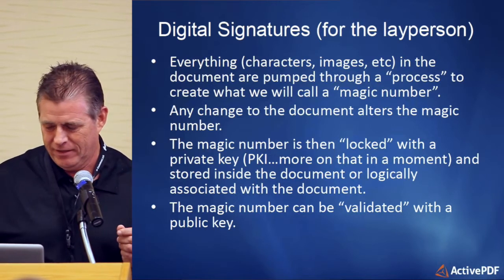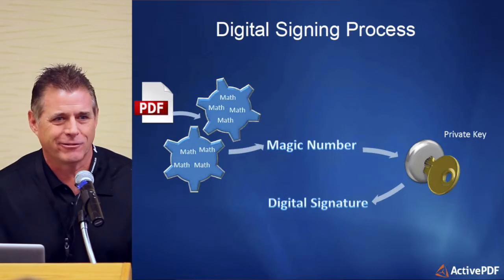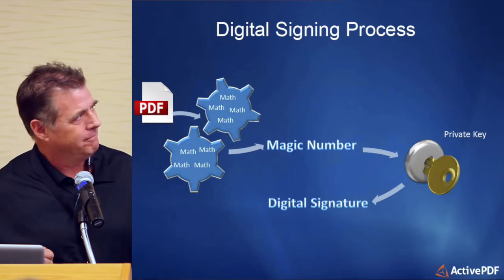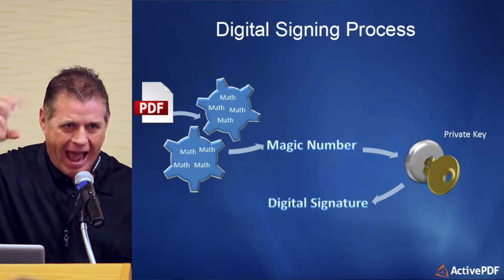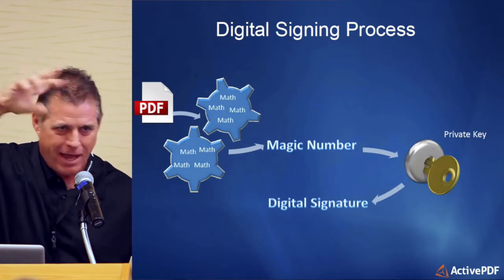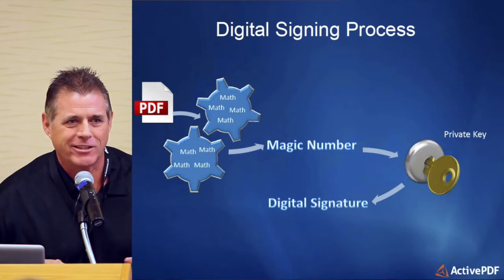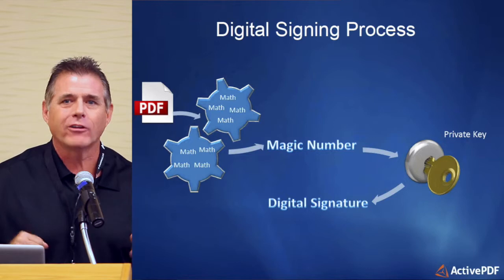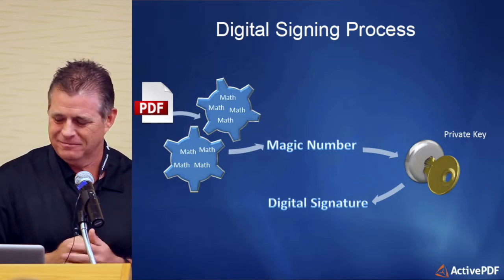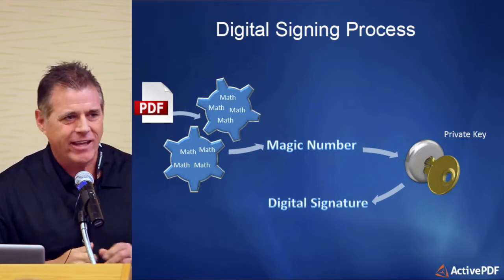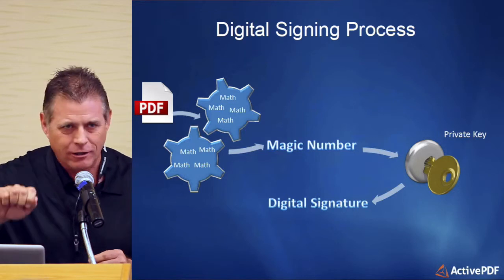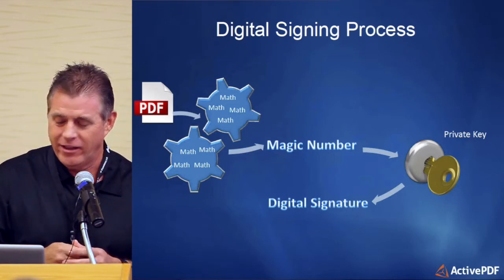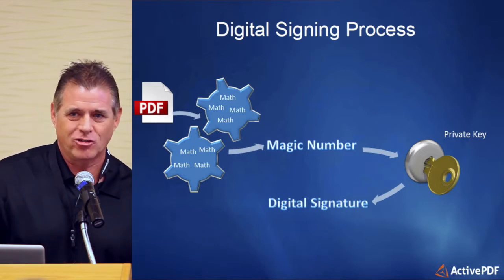All right, so let's actually take a look at this graphically. The PDF comes in. It does a bunch of math. And it comes up with this magic number. For those of you who want to know, the magic number is called a hash. Okay? It's then taken by a private key, which locks or encrypts it, and then you have what's known as a digital signature.